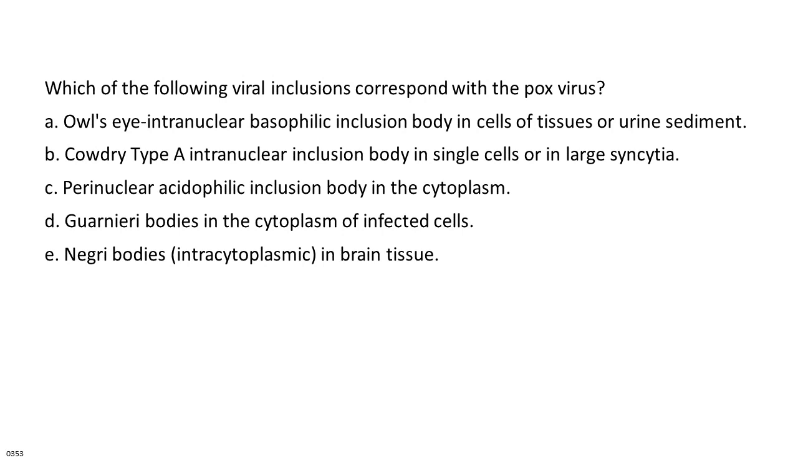Which of the following viral inclusions correspond with the pox virus? A. Owl's eye intranuclear basophilic inclusion body in cells of tissues or urine sediment. B. Cowdry type A intranuclear inclusion body in single cells or in large syncytia. C. Paranuclear acidophilic inclusion body in the cytoplasm. D. Guarnieri bodies in the cytoplasm of infected cells. E. Negri bodies, intracytoplasmic, in brain tissue.